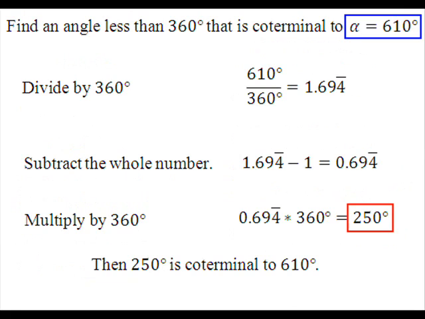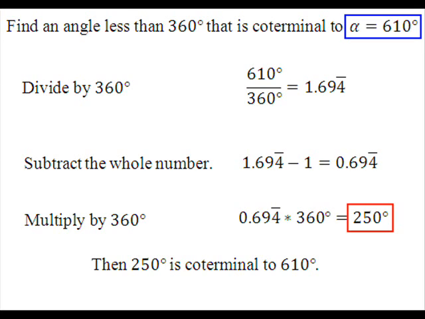Find an angle less than 360 degrees that is coterminal to 610 degrees. First, if the angle is positive, divide by 360. Then subtract whatever whole number you get. Next, multiply the final decimal by 360 degrees. This angle is coterminal to the angle you started with.